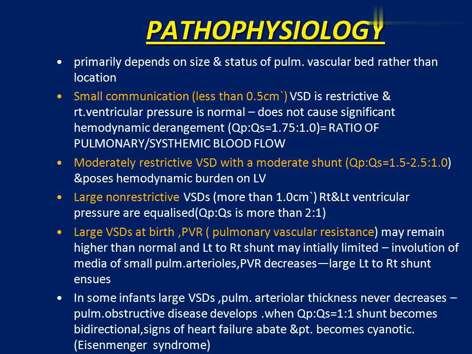In some infants with large VSDs, the pulmonary arteriolar thickness never decreases and pulmonary obstructive disease develops. When Qp/Qs equals 1 to 1, the shunt becomes bidirectional, signs of heart failure abate and the patient becomes cyanotic: Eisenmenger syndrome.